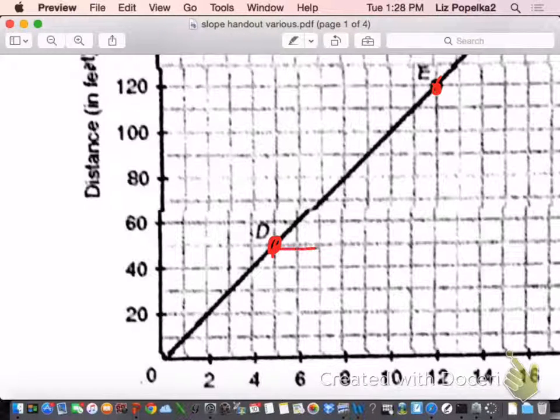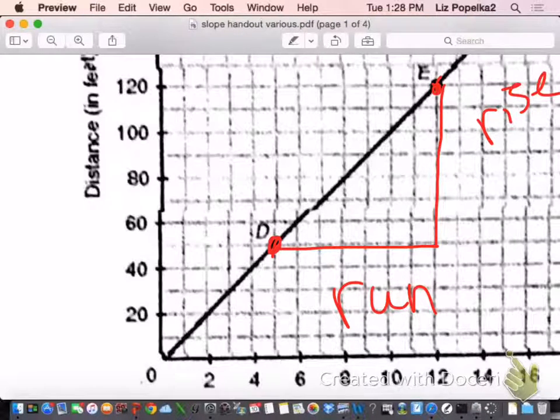So I picked 2 points. I'm just going to draw, like Neil said, kind of my little right triangle right there. I'm going to figure out my rise. I'm going to figure out my run. The other way we've said it is change in y over change in x.